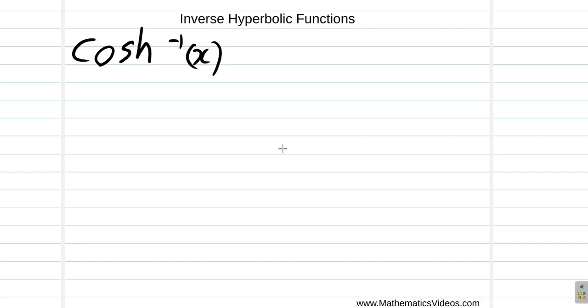We want to find the inverse hyperbolic cosine. Now, suppose for example you have cosh inverse of 1.5. You're supposed to find that, but you don't know what it is. So let's say it is equal to x.